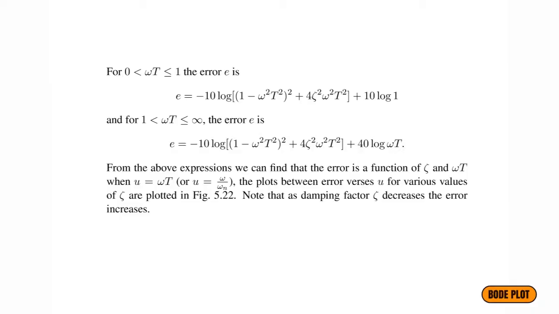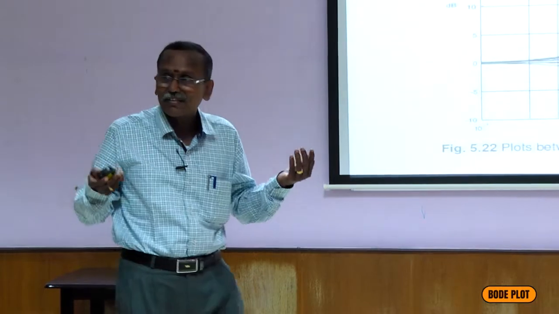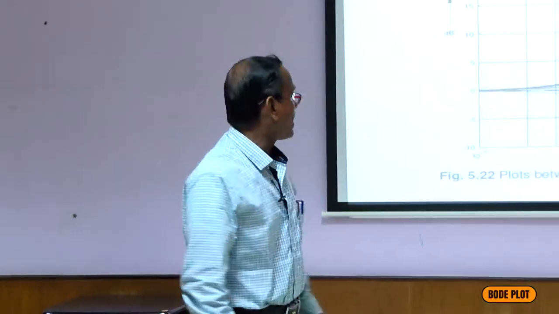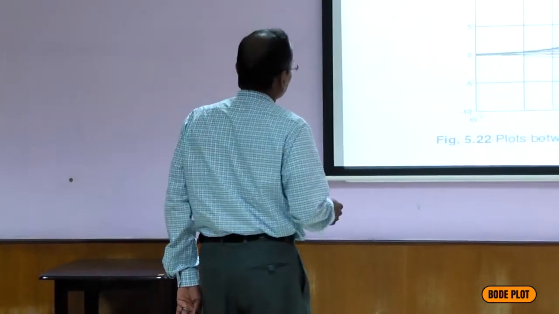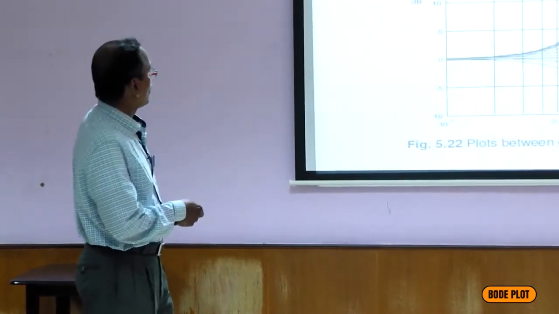So here is the error between the actual plot, this is the actual expression. If we ignore omega square t square, then it is 0. We assume that's why log 1, 20 log 1. What is the error if you see? It is about minus 60 dB, but it is a function of zeta again. If zeta equal to 1, then the error will be about 60.